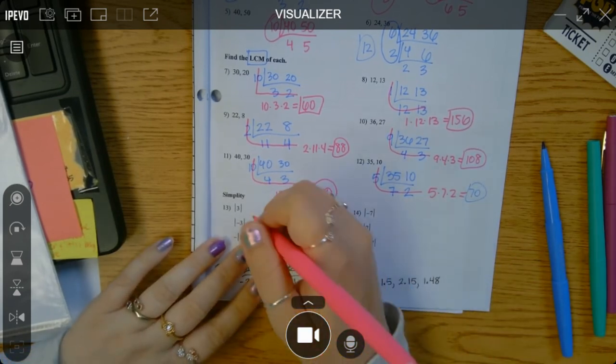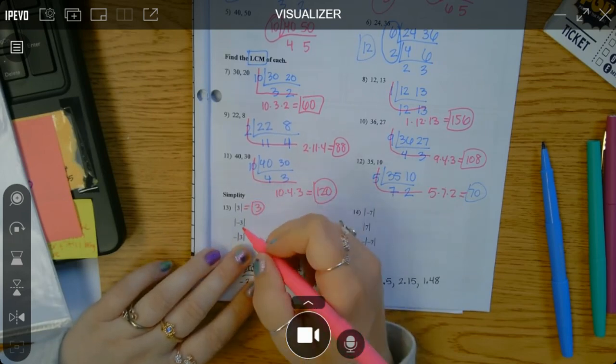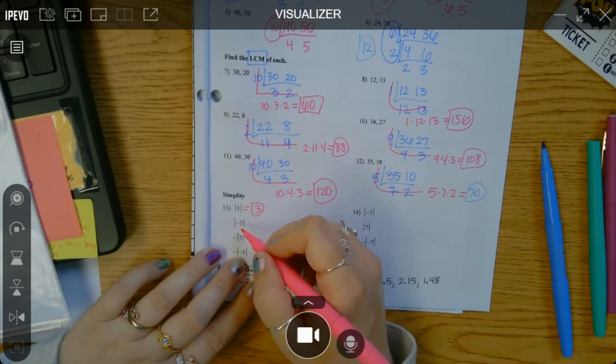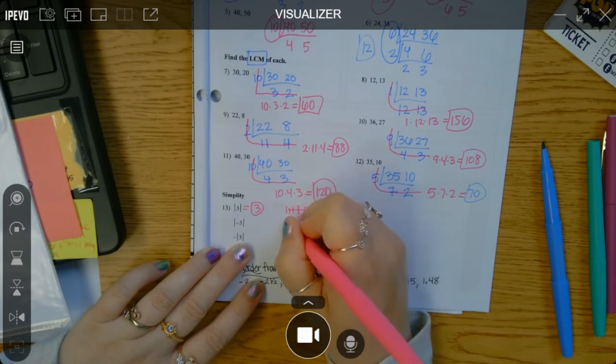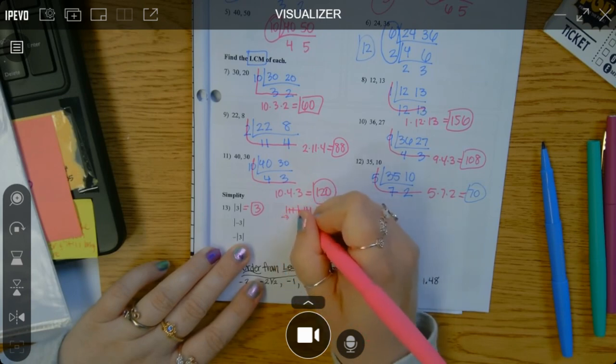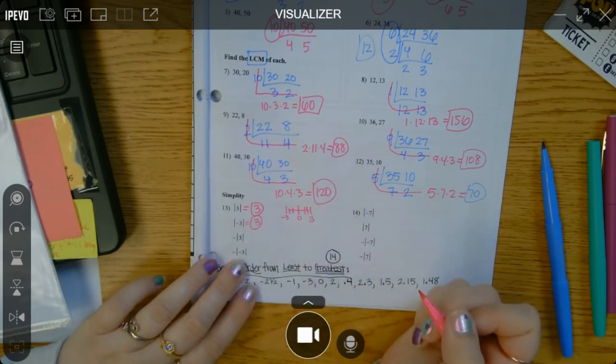So right here, how far is 3 from 0? 3 away. Okay, what's the absolute value of negative 3? Or how far away is negative 3 from 0? Okay, if here's 0, 1, 2, 3, 3 is 3 away, and 1, 2, 3, negative 3 is also 3 away from 0. So both of these are positive 3.